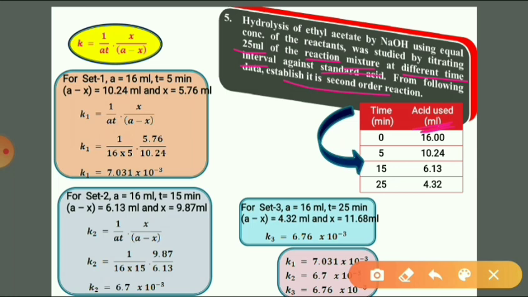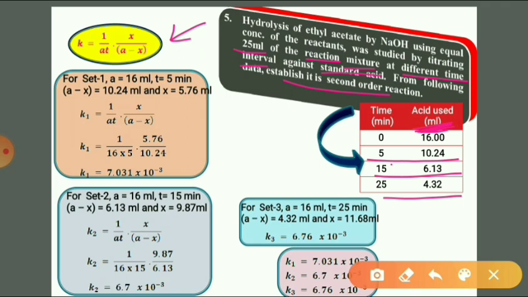We need not worry about the concentration not being given here, as the volume is given in terms of ml, so we can use this as it is, as a concentration. Now to establish the second order reaction, we have to consider the integrated rate equation for a second order reaction, that is k equal to 1 upon at into x upon a minus x. Again we have different sets: set 1, set 2, set 3.